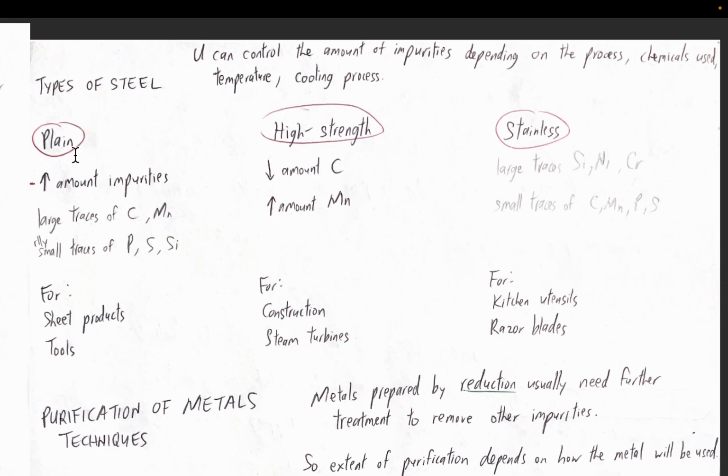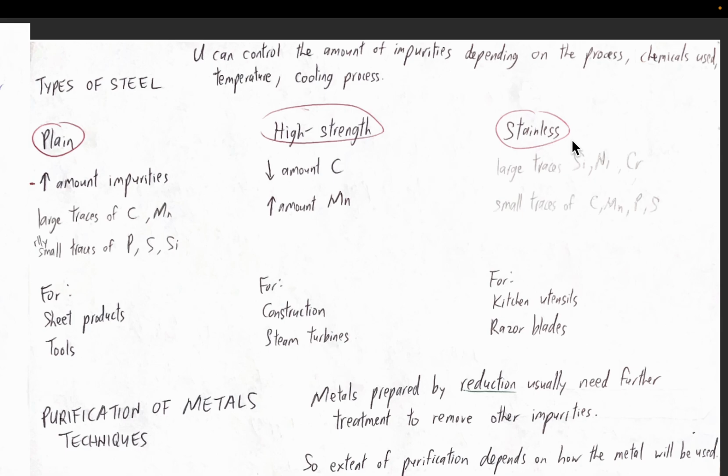What's the purpose of this type of steel? Plain steel is for sheet products and tools. For high strength type of steel, there's a low amount of carbon and a high amount of manganese. So what's the purpose of this? This is for construction and steam turbines. The uses are just not limited to these two, of course. The same thing goes for every other type here. Just to give you an idea, I wrote down a few purposes for each type.